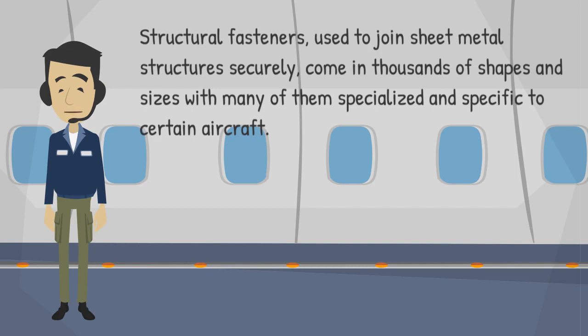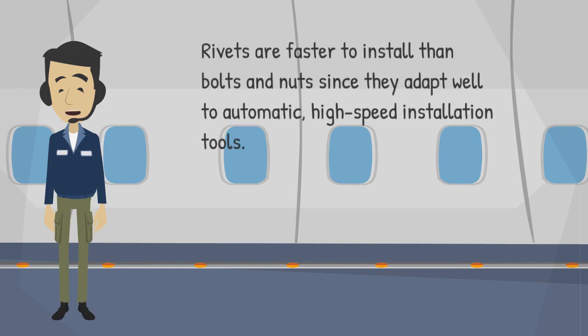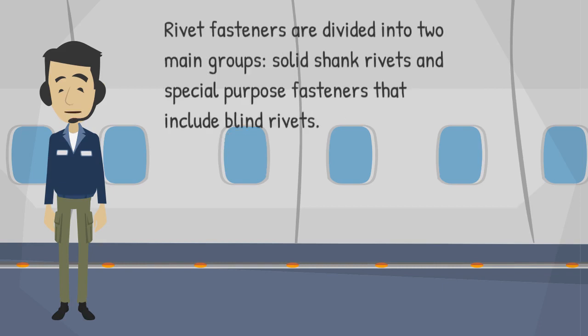Structural fasteners, used to join sheet metal structures securely, come in thousands of shapes and sizes, with many of them specialized and specific to certain aircraft. Rivets are faster to install than bolts and nuts since they adapt well to automatic, high-speed installation tools. Rivet fasteners are divided into two main groups: solid shank rivets and special purpose fasteners that include blind rivets.